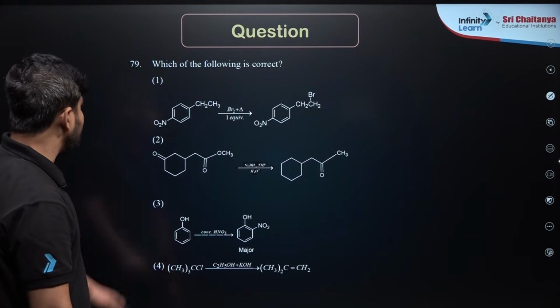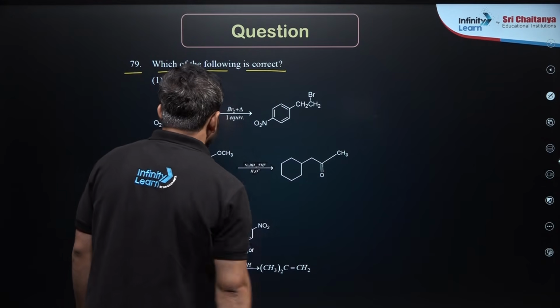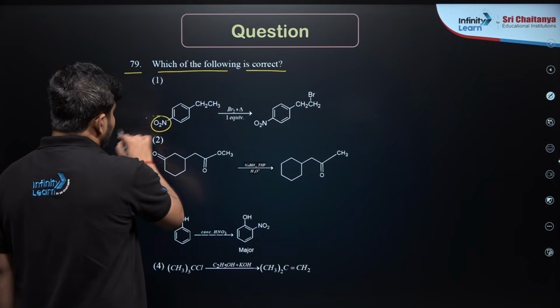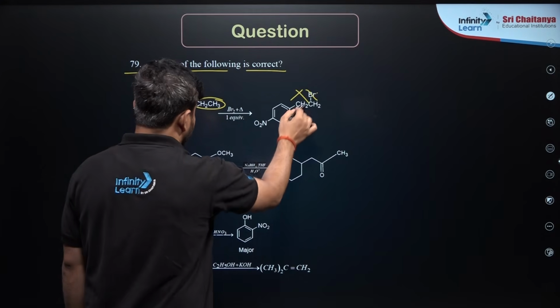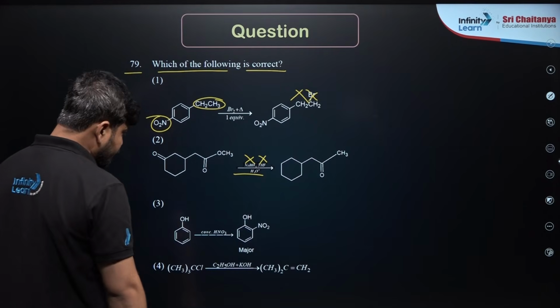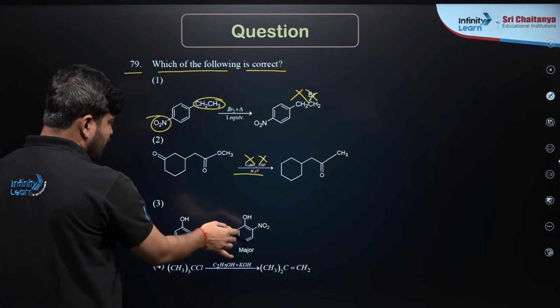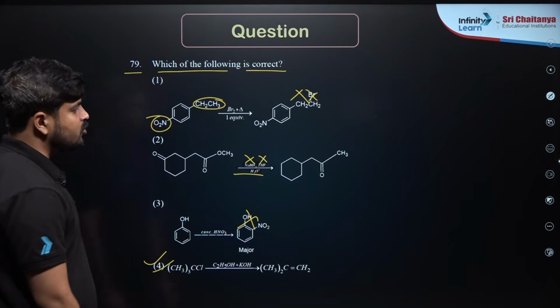Okay, now I am coming to the next question, 79. Which of the following is correct? Here Br2 is a highly deactivating group, so definitely it won't attack here, so the first one is wrong. After that, the breaking is not correct, so the second one is also wrong. The third one must attack at ortho and para, not meta, so this is also wrong. So the fourth one is the correct answer to this question.